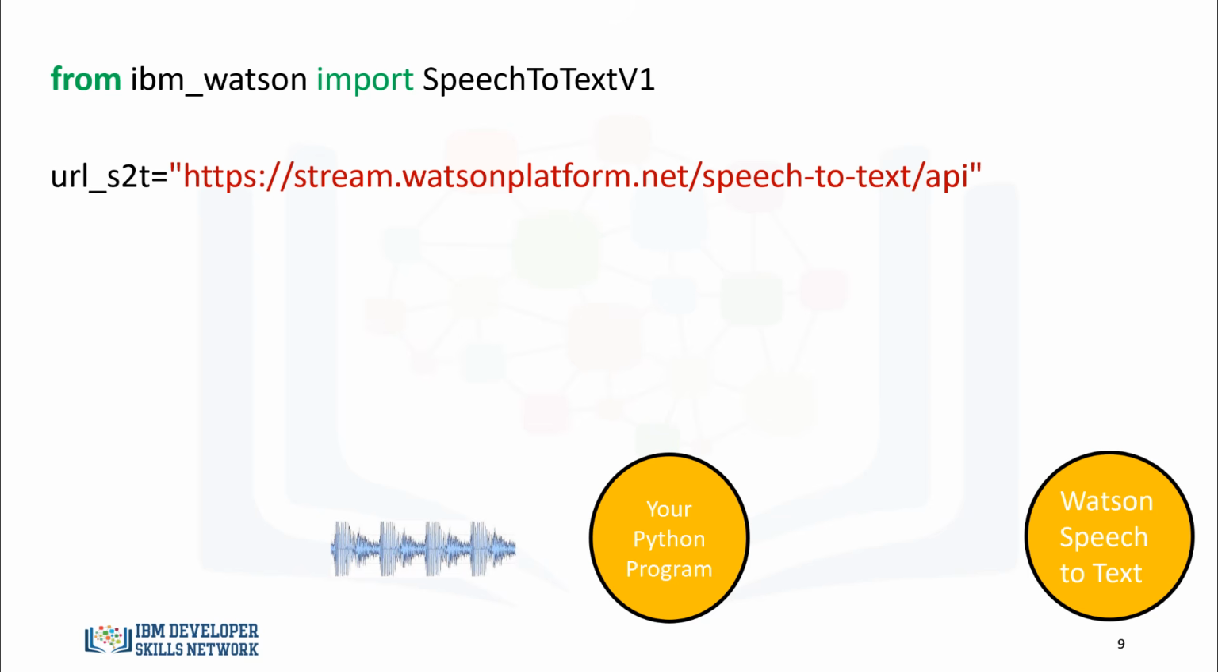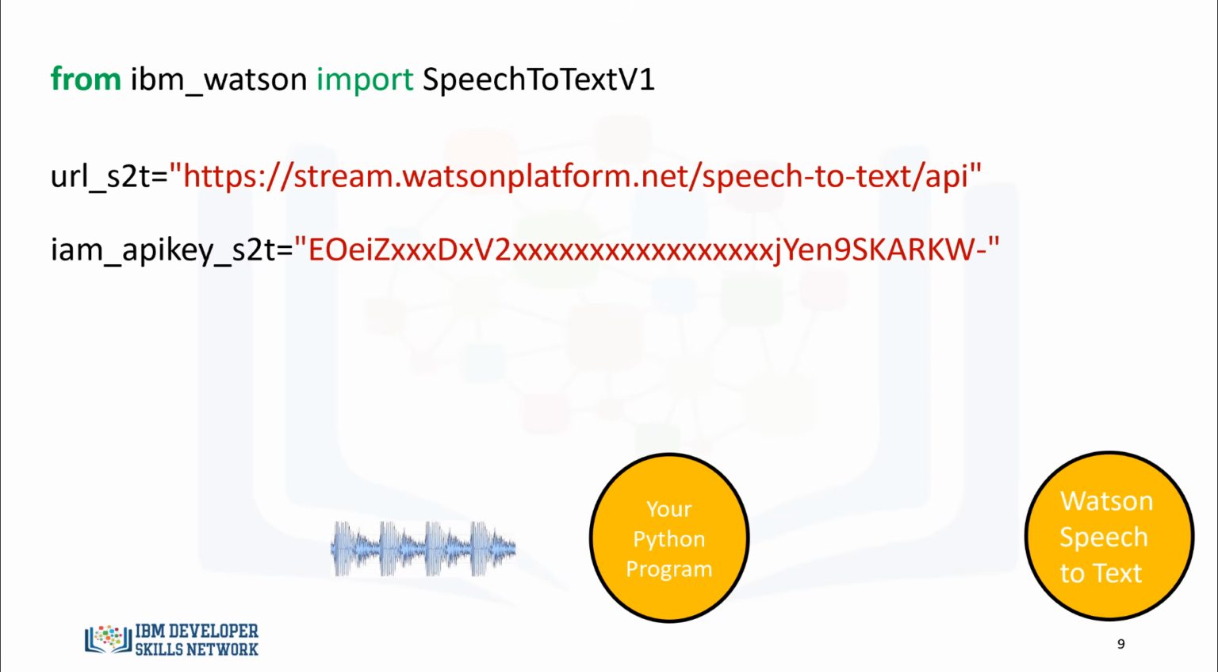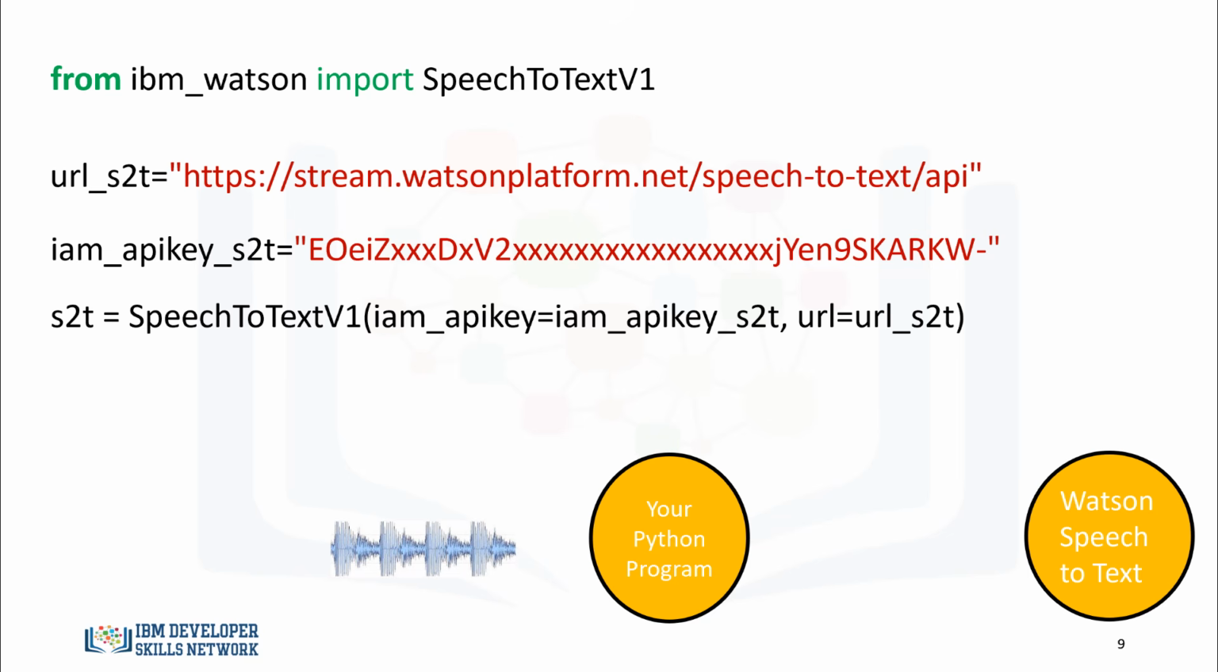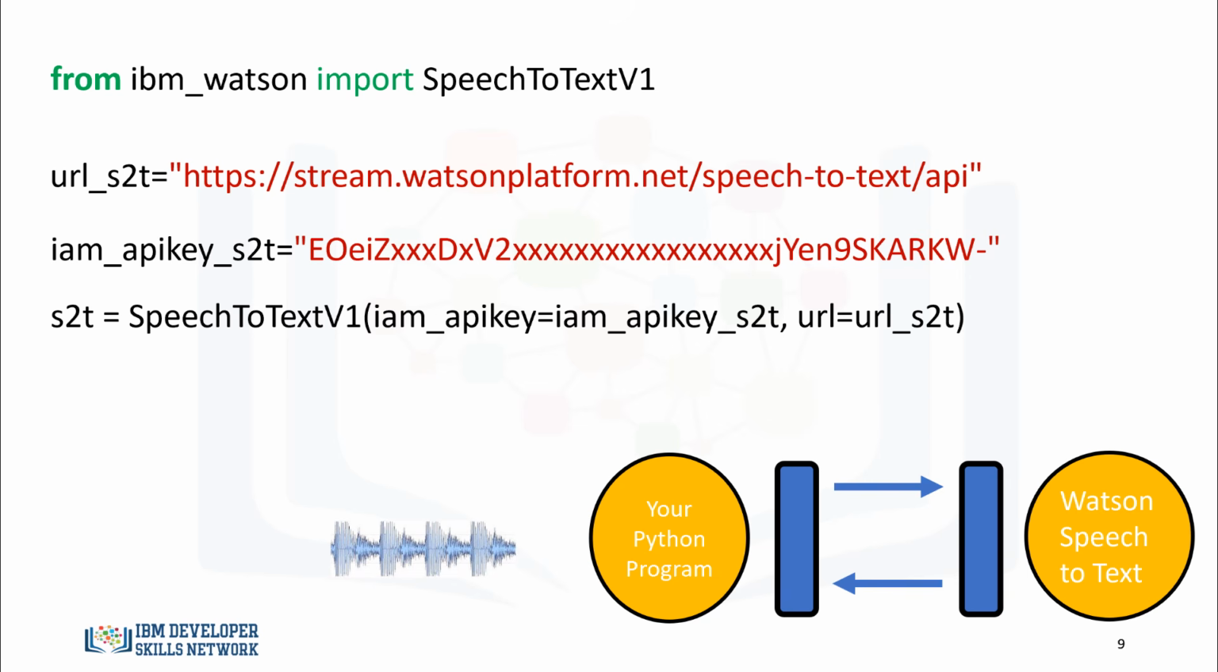URL_S2T. To find out which URL to use, view the service credentials. You will do the same for your API key. You create a speech-to-text adapter object. The parameters are the endpoint and API key. You will use this object to communicate with the Watson speech-to-text service.